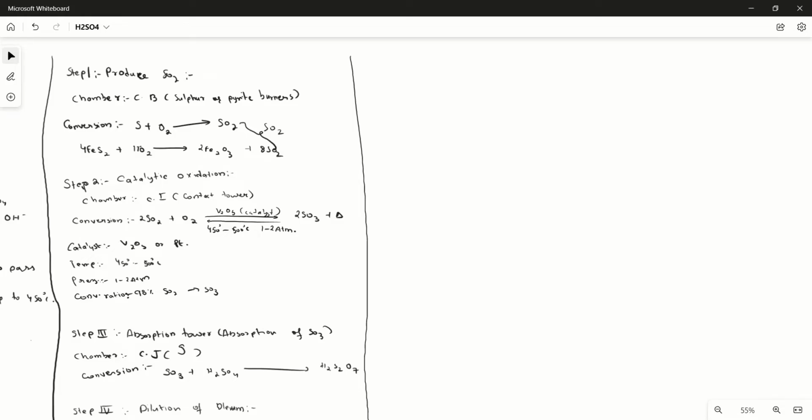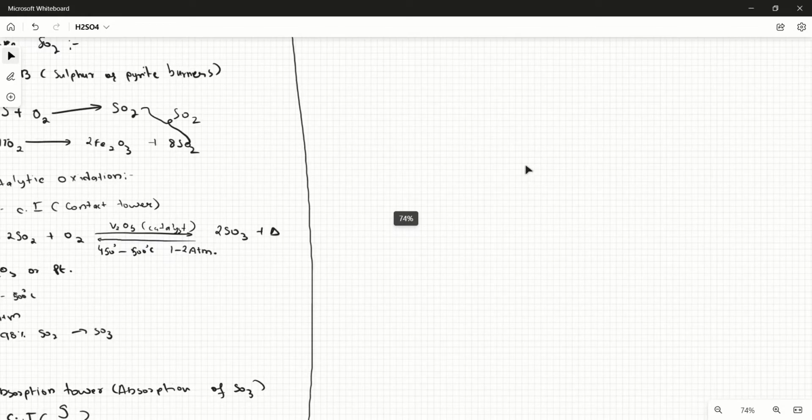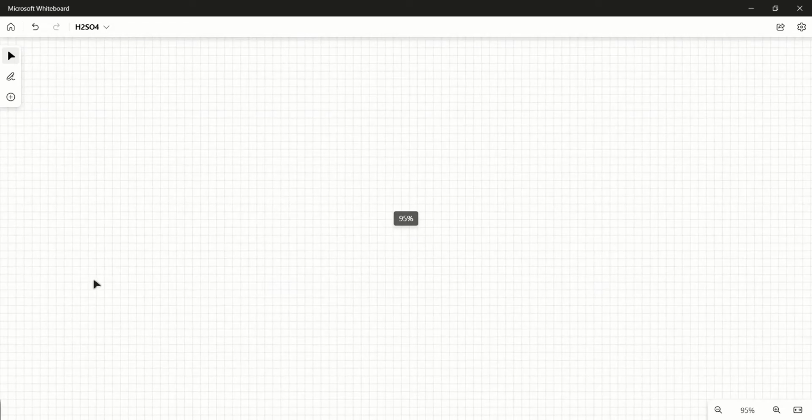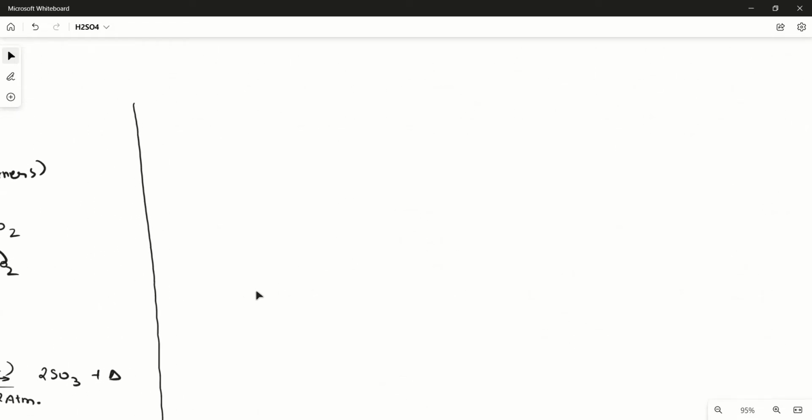This is the second part, actually the third part, of sulfuric acid. Let's start with sulfuric acid's physical properties and its chemical properties. Anyways, let's begin with its physical properties.